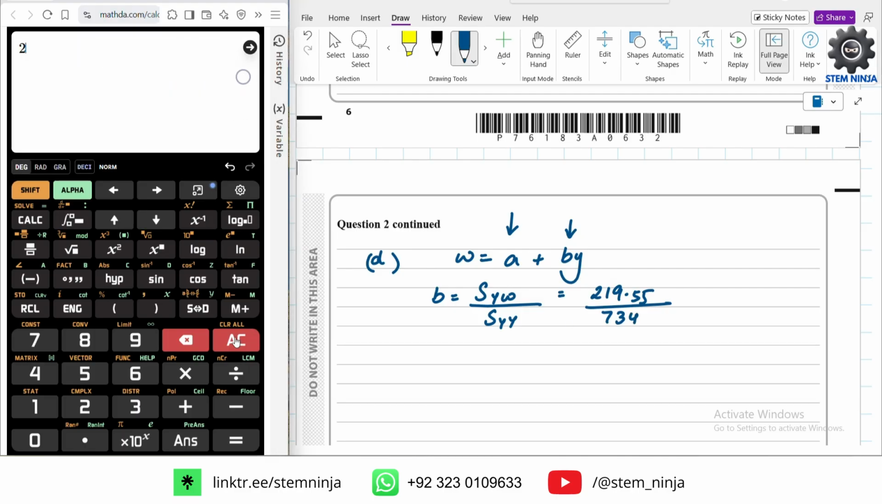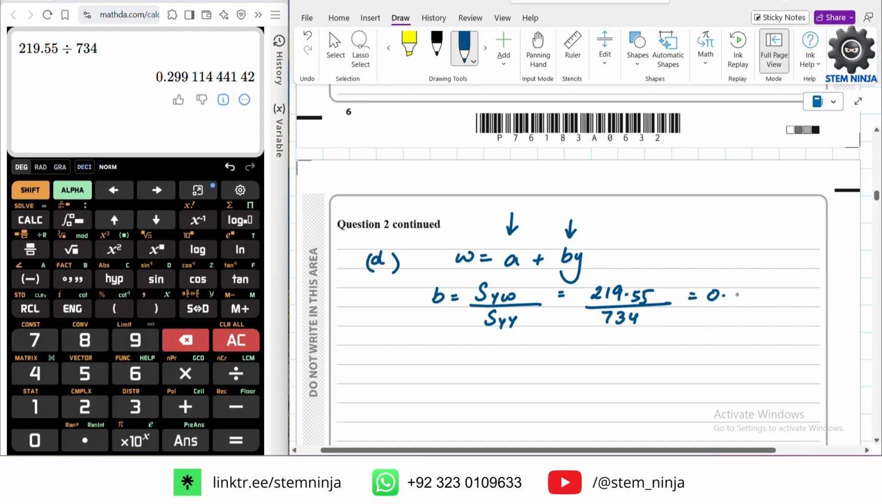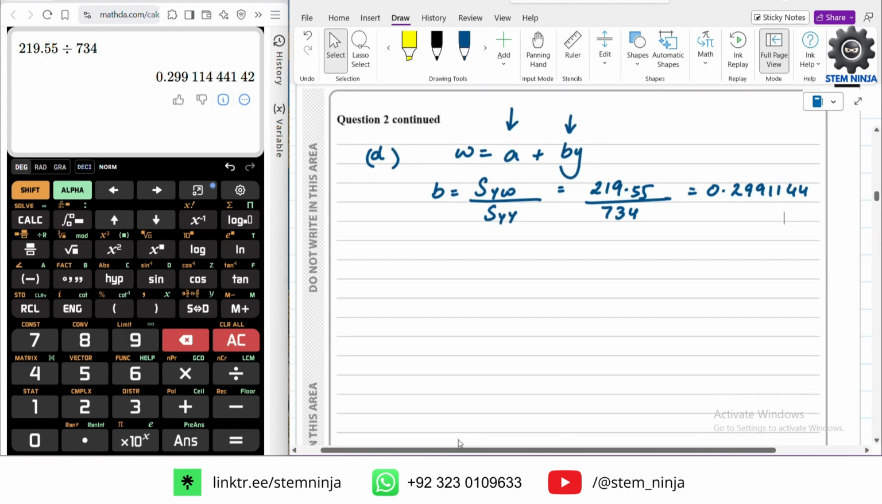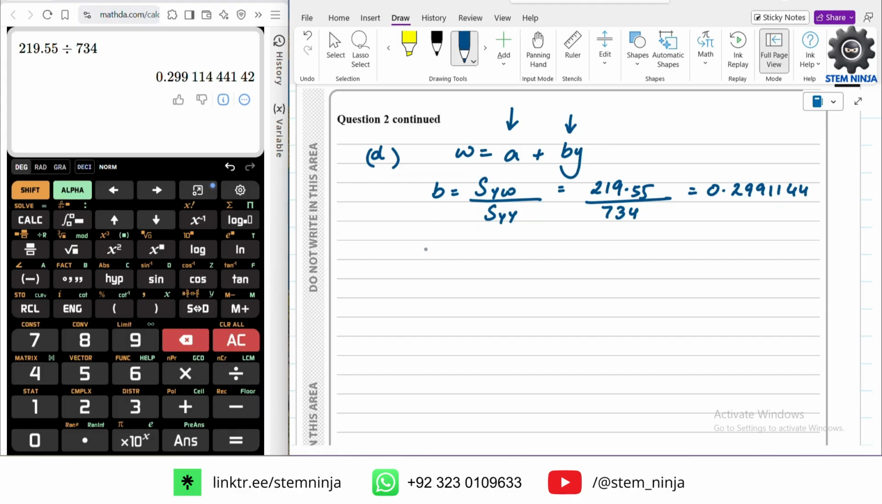734. So 219.55 divided by 734. This would give us 0.2991144. Now I'm writing a higher value because we still need to calculate a few things. We know that the line passes through the mean of W and the mean of Y. So when we plug in, you will get A is equal to W mean minus B times Y mean.